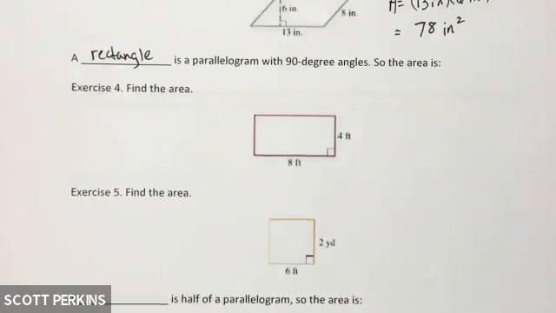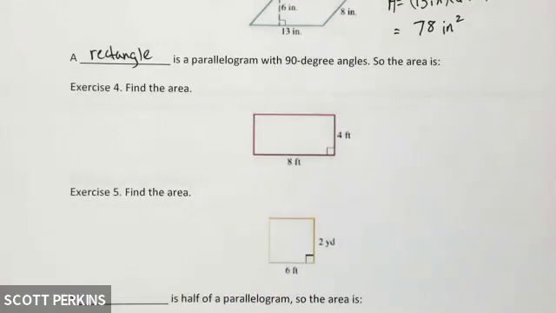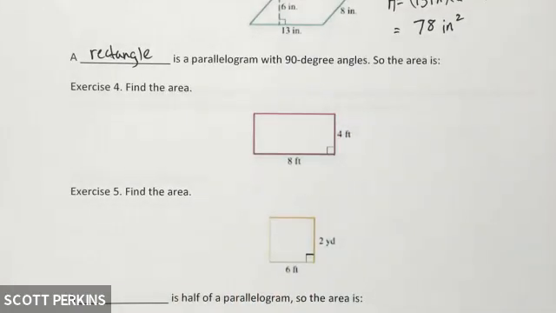This is not new. You're just filling in the blank so that I could give you something to do. A rectangle is a parallelogram with 90-degree angles. A rectangle is just a specific type of parallelogram.